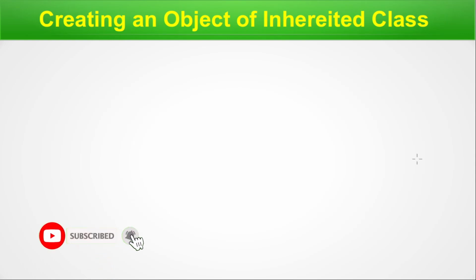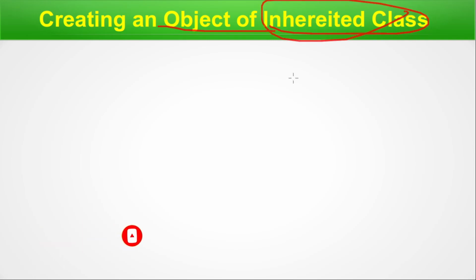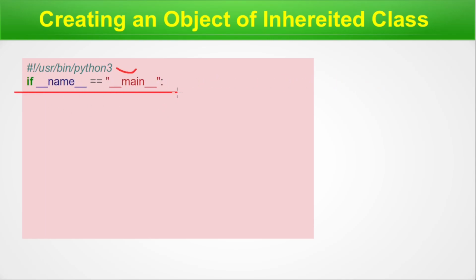Now here in this slide we will be creating an object of the inherited class. We have defined the inherited class, and now we'll instantiate an object or more than one object of that particular inherited class. So here starts our code. First line is hashbang user bin python 3. If namespace is main, then creating the object of the intern class.